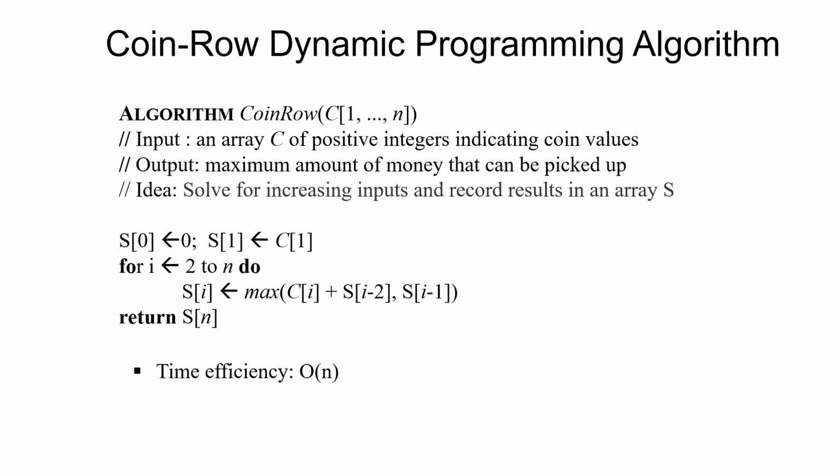Okay, and then here is your coin row algorithm. The time efficiency, again, we're just doing a linear scan through our coin array, and our time efficiency is O of n.